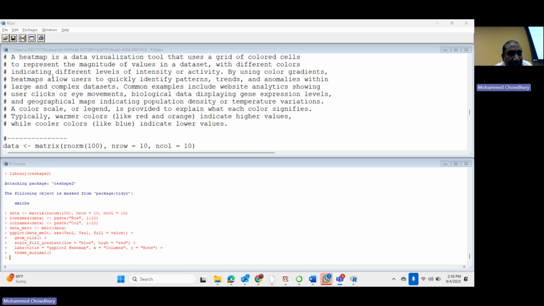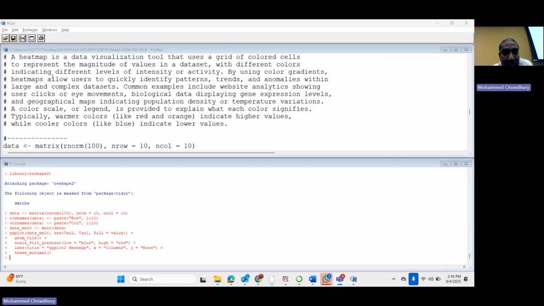A heat map is a data visualization tool that uses a grid of color cells to represent the magnitude of values in a data set, with different colors indicating different levels of intensity or activity. So if the color is white, it is more intense. If the color is blue, it is less intense. By using color gradients, heat maps allow users to quickly identify patterns, trends, and anomalies within large and complex data sets.